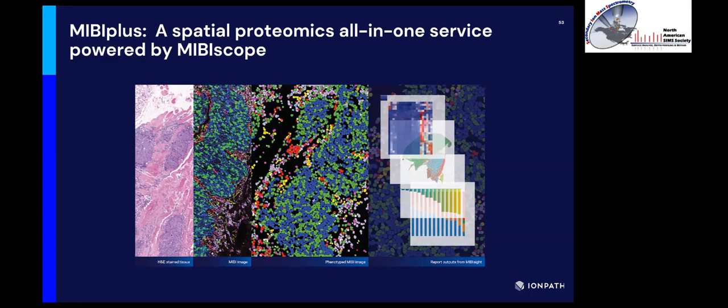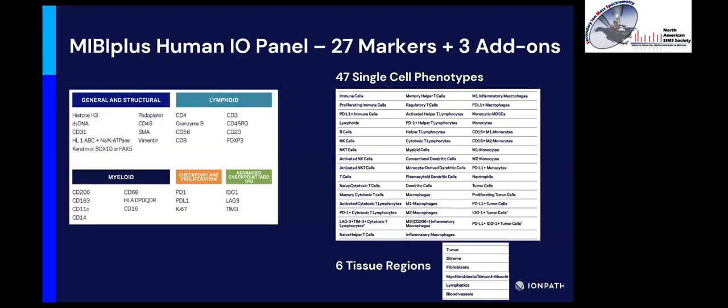I highlighted. So our MIBI Plus offers a standard human IO panel that has 27 markers and the option to add on 3 additional advanced checkpoint markers. And what that gives you is 47 single cell phenotypes. So going back to what I was talking about at the beginning, this is what differentiates us from other light-based techniques, where we, in a single image, can tell you 47 different cell types that are present in that sample.